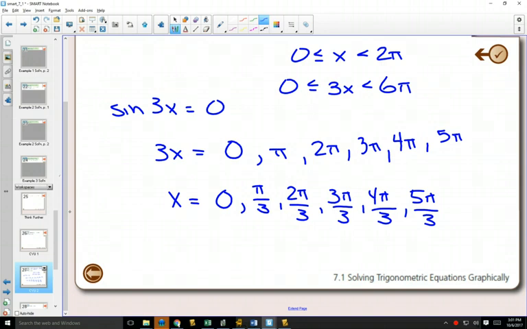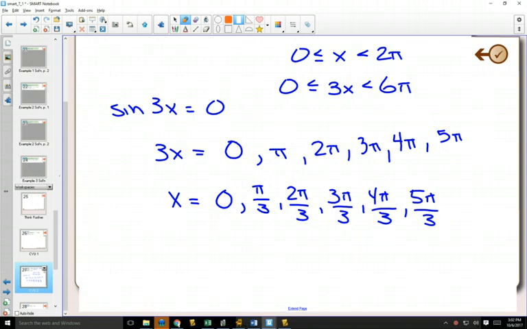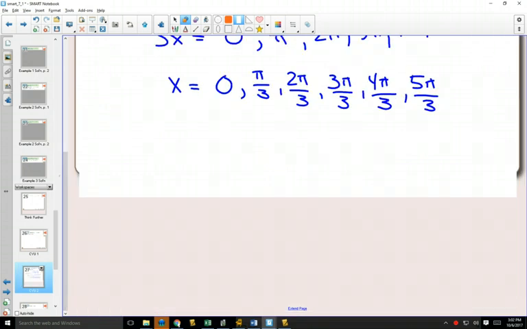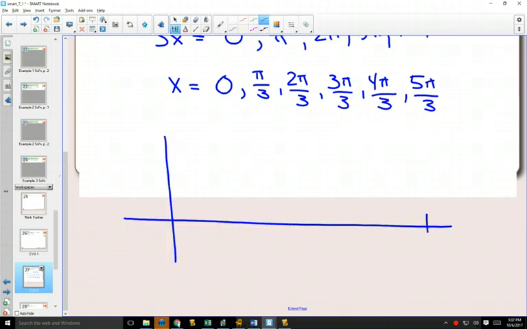I'll quickly, don't draw this down, but I'll quickly show you graphically what just happened. And it might make sense. I'm going to mark 2 pi right there. I'm going to go up to 1, down to -1. I'm going to graph y equals sine of 3x. The period would be 2 pi over 3. So if I think from 0 to 2 pi over 3, it would be right there.